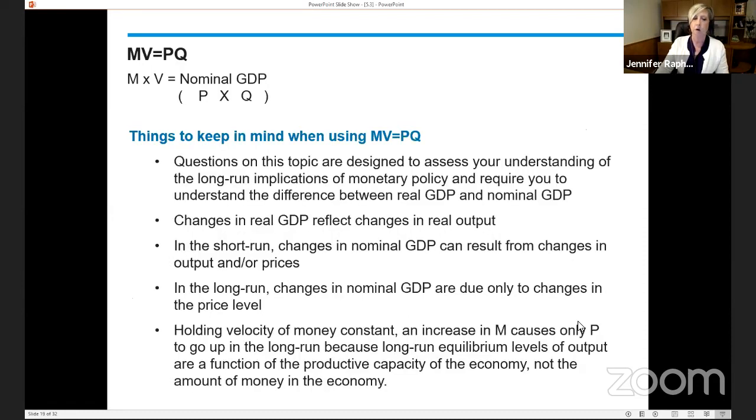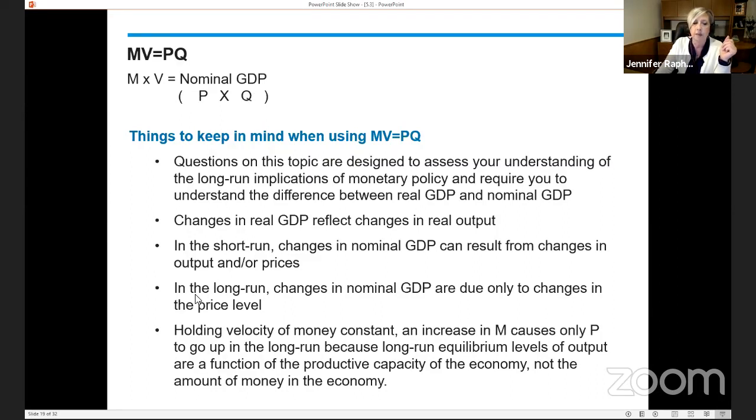One more thing. There are a few things you should keep in mind when you're using MV equals PQ. On the AP exam, questions on this topic are designed to assess how well you understand the long-run implications of monetary policy. To do that, you really need to know the difference between real GDP and nominal GDP. Changes in real GDP reflect changes in real output. In the short run, changes in nominal GDP can result from changes in output and or prices. So P can be changing or Q can be changing, or both.